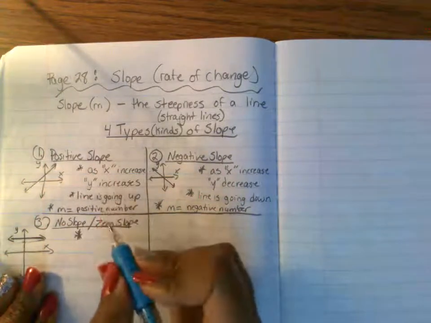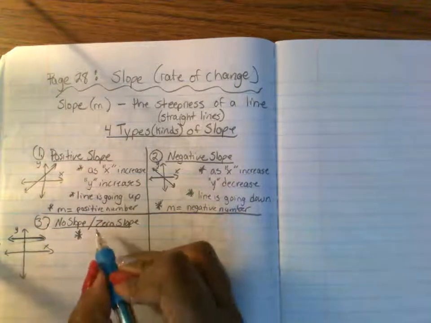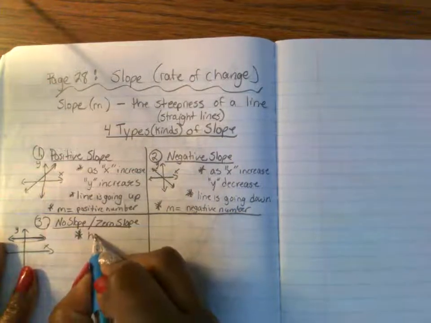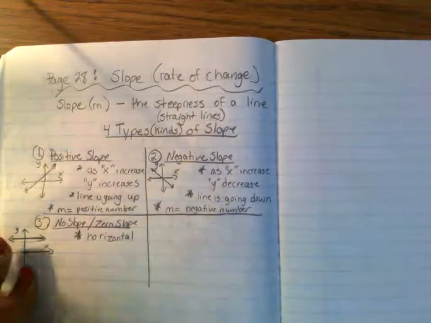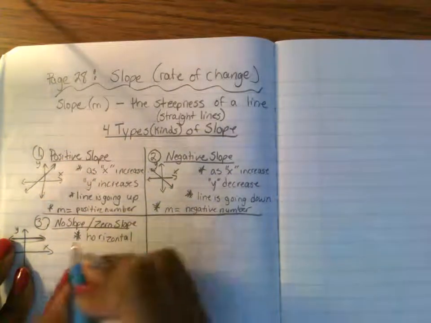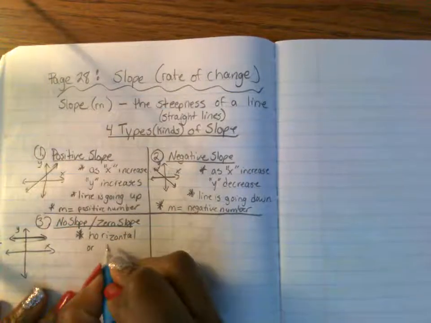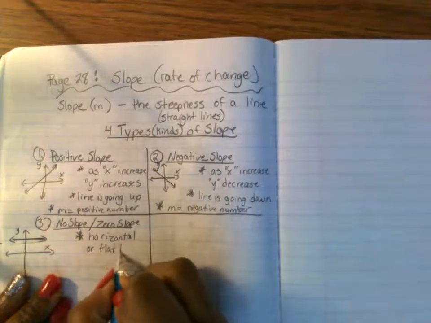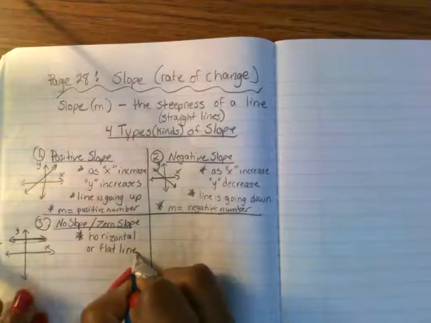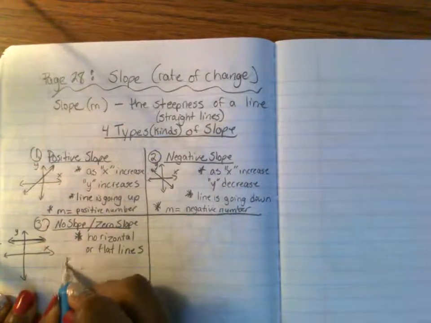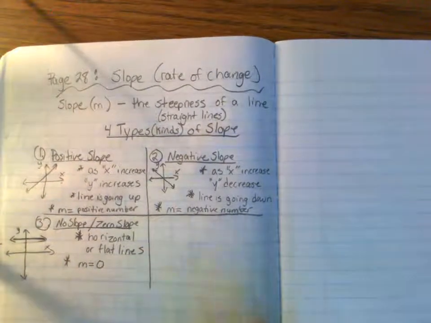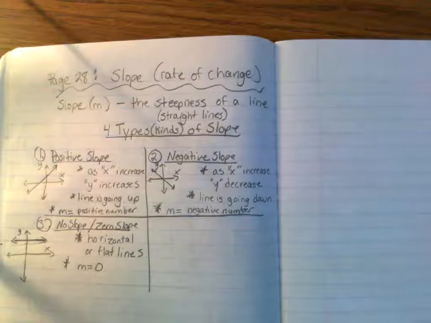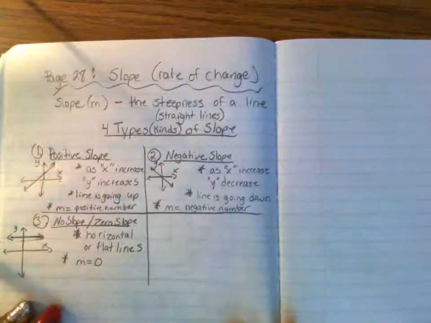Absolutely. So your horizontal lines are flat lines, okay? So all horizontal lines have zero slope or no slope, as well as flat lines. So that means that M is equal to zero. That's why we say zero slope. There's no steepness at all. There's no incline at all. No increase or decrease there at all.